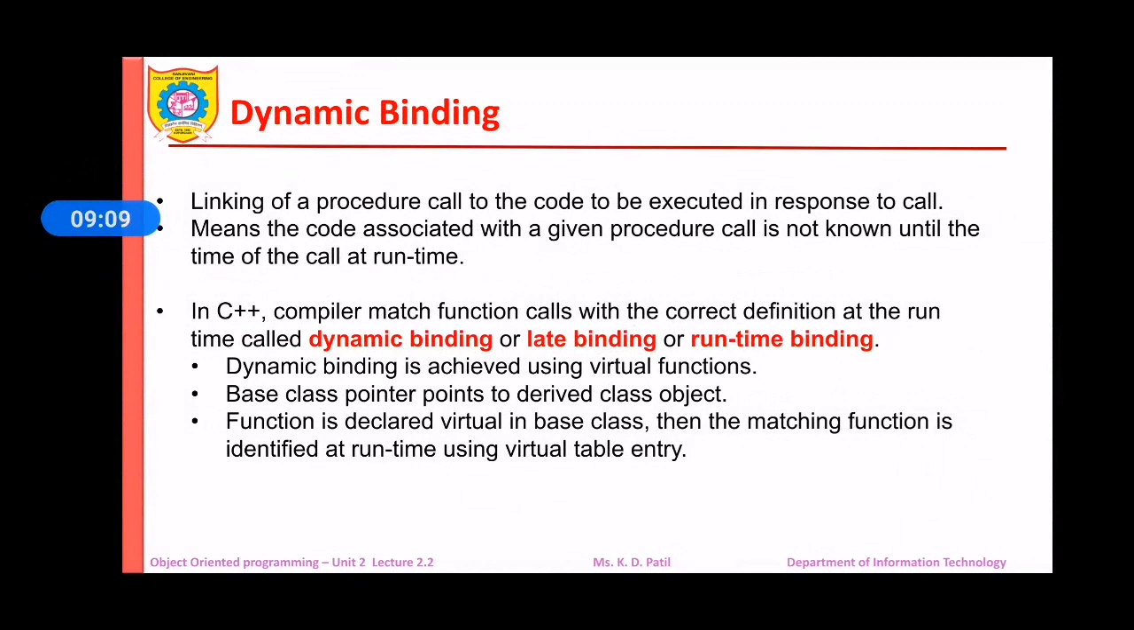In C++, the compiler matches the function calls with the correct definition at runtime, and that is called dynamic binding or late binding, or it is called runtime binding. The dynamic binding is achieved using virtual functions. A base class pointer points to the derived class object. The function is declared virtual in the base class, and then the matching function is identified at runtime while the virtual table entry is used.